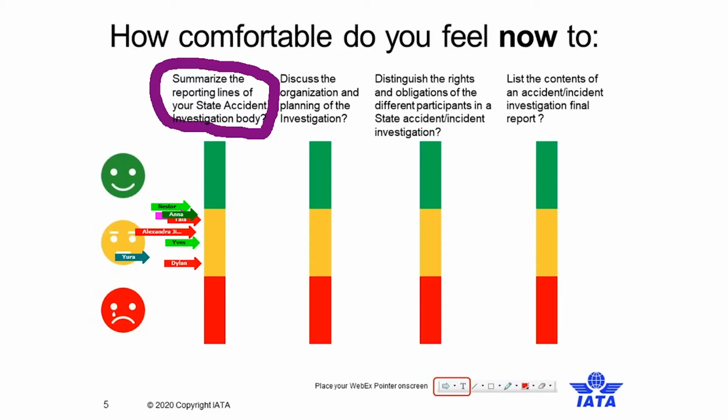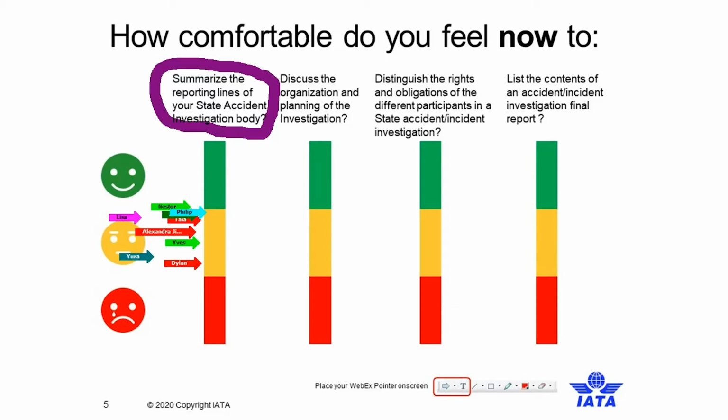The first question is to summarize the reporting lines of your state accident investigation body. Do you know who they have to report to and what they have to report? That's fine. Most of you are in the yellow. This is very important for me because it tells me how much I have to delve into these areas later on during the module.